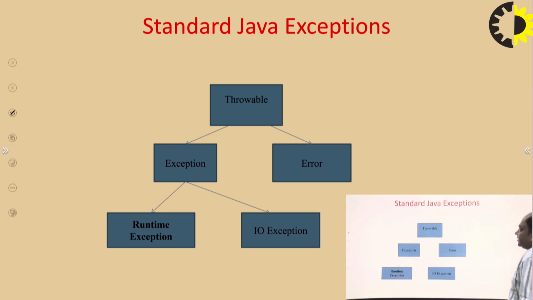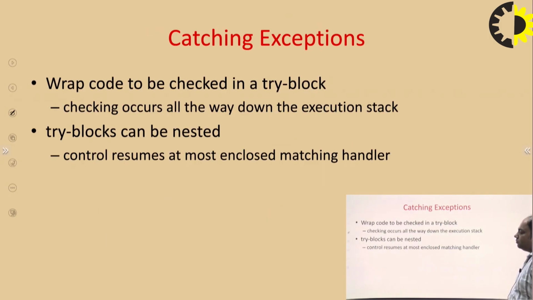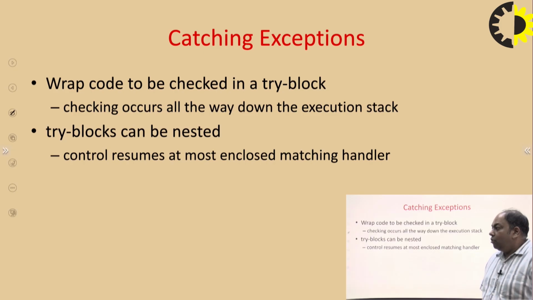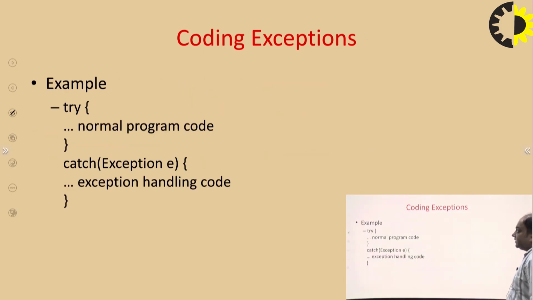So there are some standard Java exceptions, which are throwable, exception and error, and the exceptions are of two types, which is runtime and compile time, or input output error. So for catching the exception, we wrap the code into a try block, which I have already told, and these try blocks must be nested. They are not open-ended blocks of code. Example, this is the syntax.